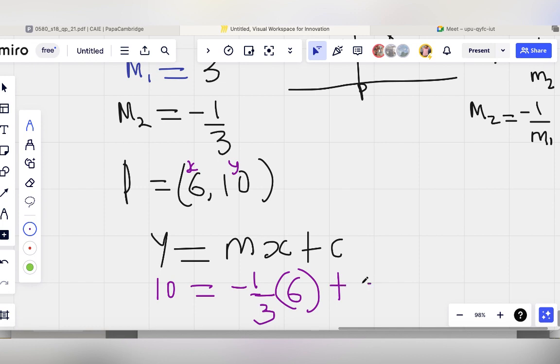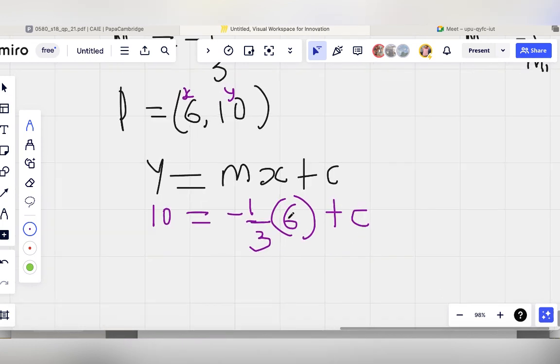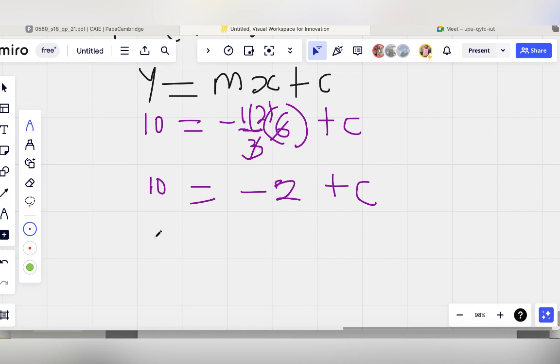Remember, we're looking for c. Here 3 goes into 6 twice, so 2 times negative 1 is negative 2. So 10 equals negative 2 plus c. To make c the subject, we bring the negative 2 to the other side, and it becomes plus. So c will be 10 plus 2, which is 12. So our c value is 12.